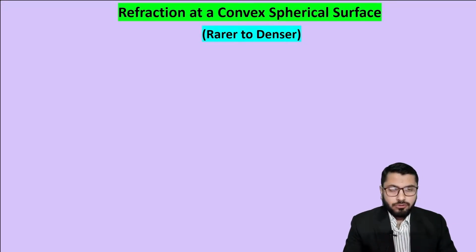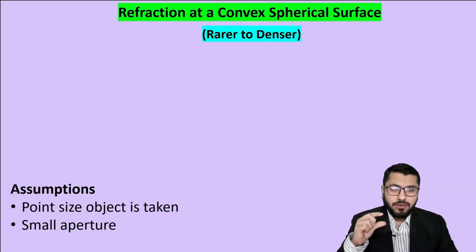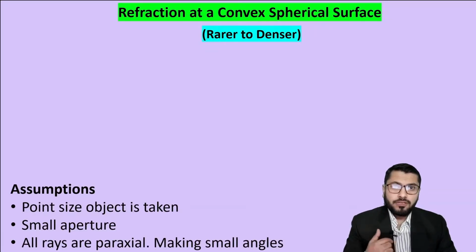Before proceeding, let's see what the assumptions are. The sphere is very small. The third and most important assumption is that all the rays are paraxial rays. That means they are almost parallel to the principal axis. If they are almost parallel, that means the angles formed by them are very small, which we are going to see in the ray diagram which I am going to construct. Now let's start with the construction of the ray diagram.